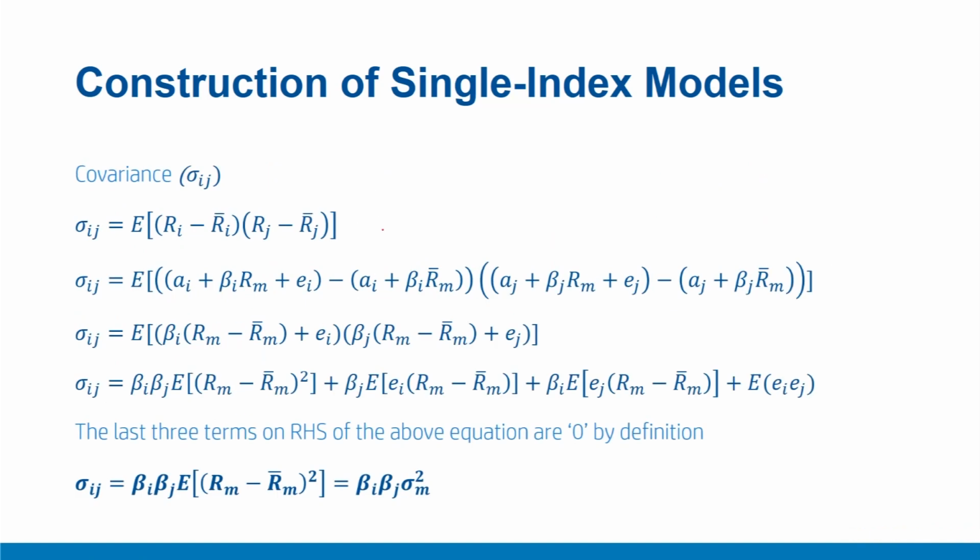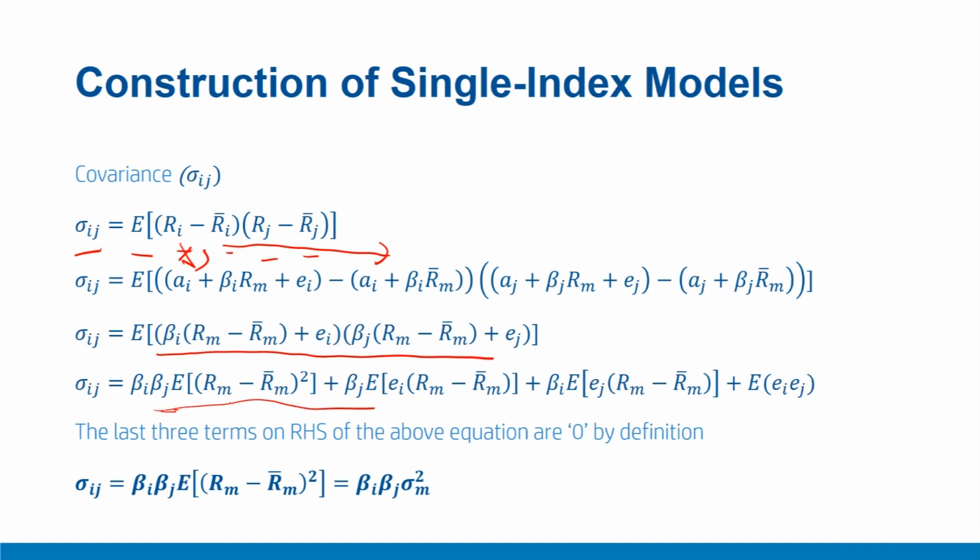Lastly, coming to the covariance part, the covariance between two securities i and j can be defined as expectations of Ri minus Ri bar times Rj minus Rj bar. Further, Ri can be expanded in this form by the single index model definition. Similarly, Ri bar can also be expanded with the definition of the single index model. So we get the resulting term like this. This term can be further opened and simplified.